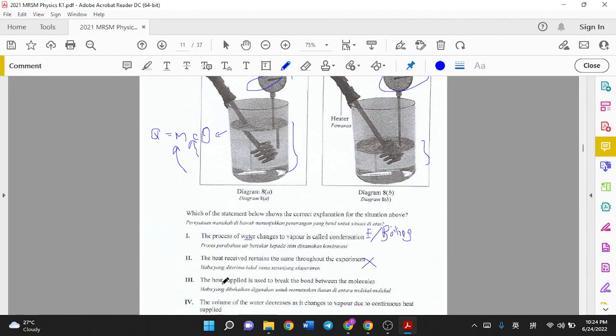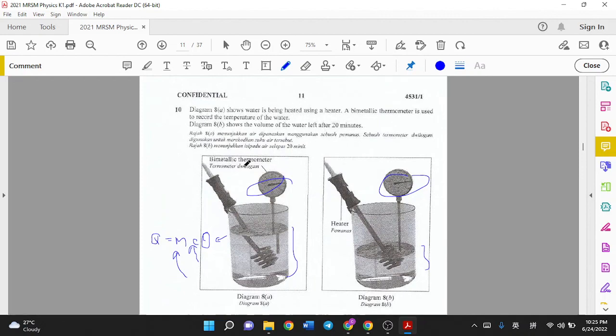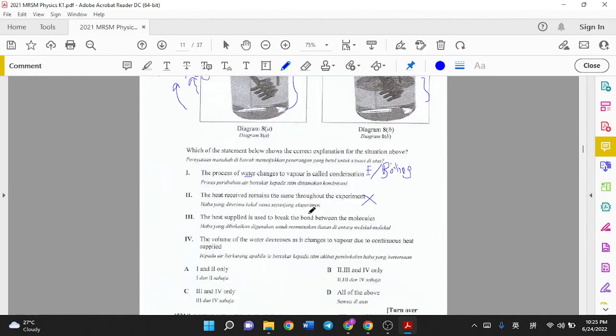The heat supply is used to break the bond between the molecules. Yes, this is true. Is this water? Yes, this is water. As you learn in your chemistry, the bond broken here is the hydrogen bond. So this is true.